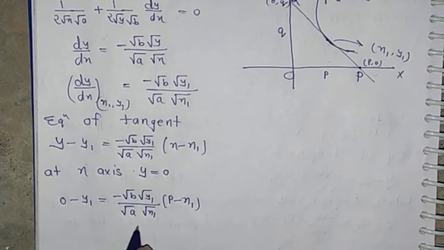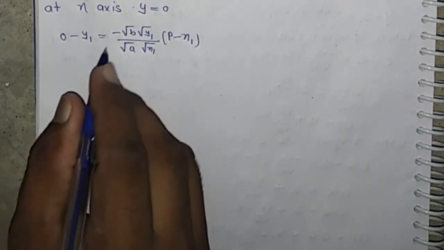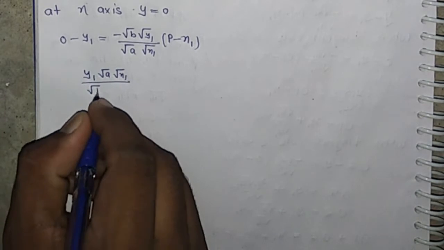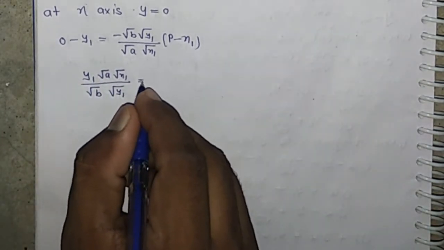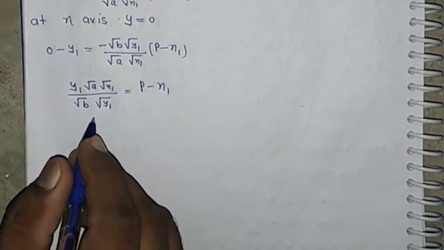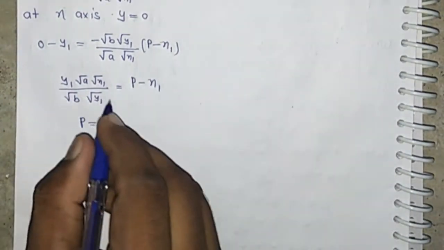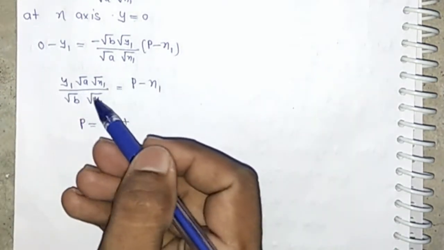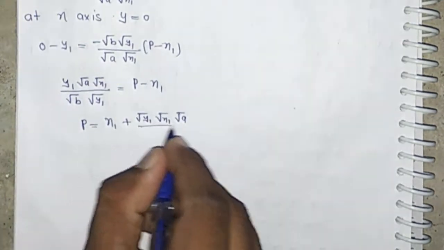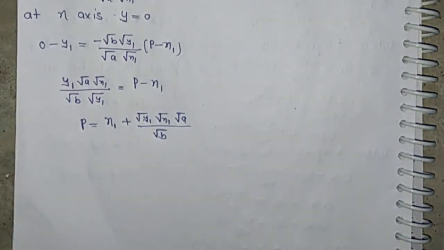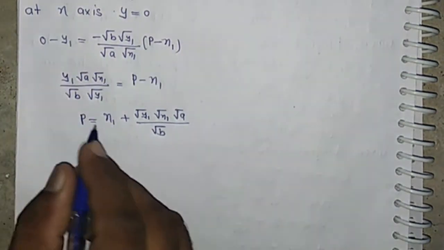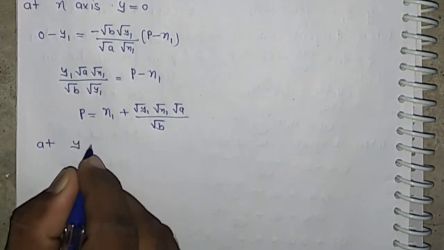The value of x is p. Then we have, minus cancels out, y1 root a root x1 by root b root y1 equals p minus x1, which means the value of p is x1 plus root y1 root x1 root a by root b. This is the value of p.